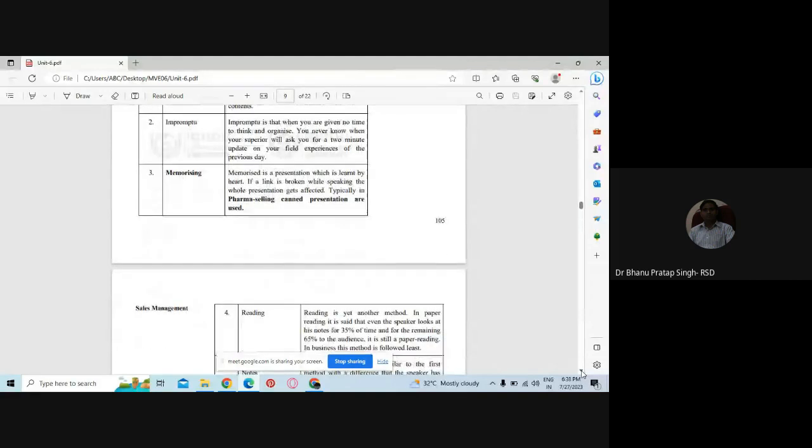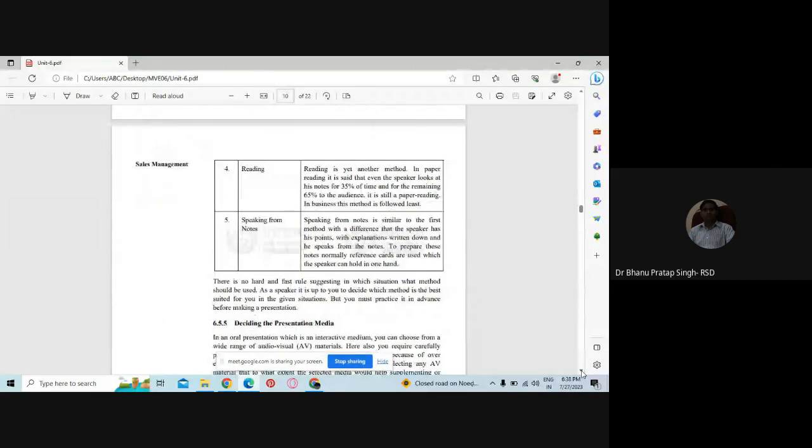Third is memorizing. The salesman first memorizes about the product and then goes to the field and speaks about the presentation. So memorized is the presentation which is learned by heart. If a link is broken while speaking, the whole presentation gets affected. Typically in pharma selling, canned presentations are used. So a canned presentation may be the memorizing presentation.